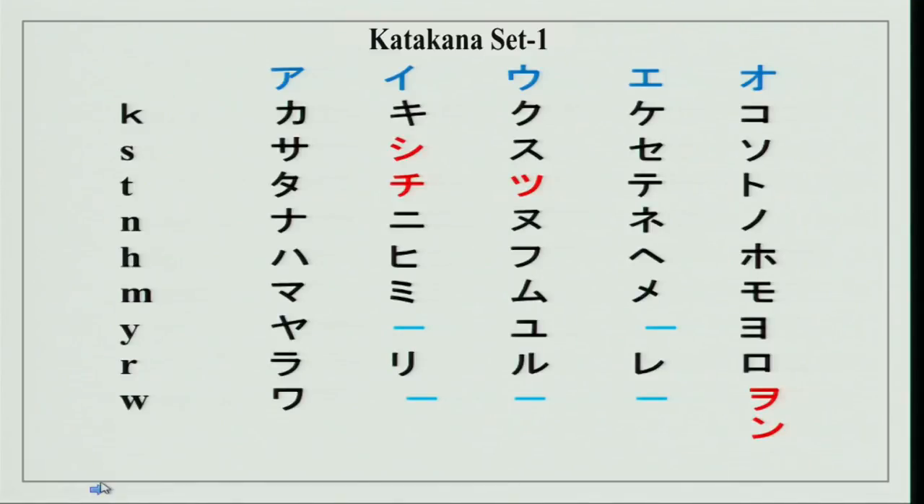I would like to tell you that this katakana script is actually meant for foreign words, words which are not of Japanese origin. So any word that is not Japanese is to be written in katakana. For example, our names, any words from the English language which are used in the Japanese language, are to be written in katakana. It could be a German word, a French word, an English word, anything which is not of Japanese origin, is to be written in katakana.